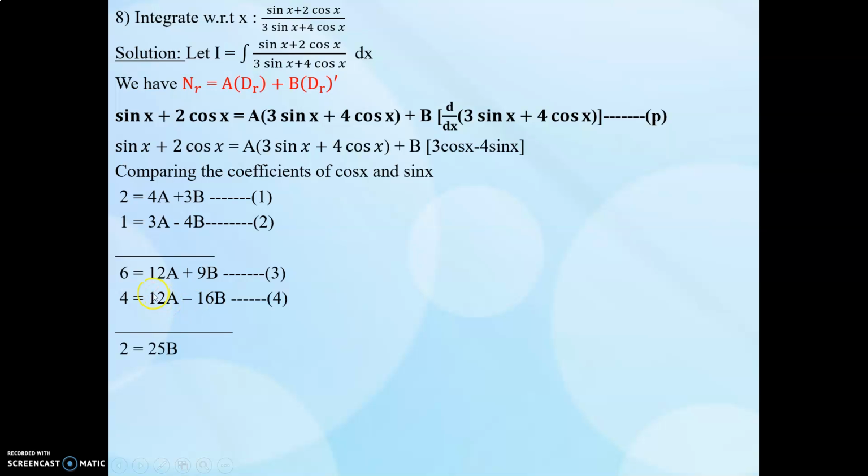Then subtracting these two equations, we will get 2 equal to 25B. Therefore B is equal to 2 upon 25. From equation number 2, 1 is equal to 3A − 8 upon 25. Then 3A is equal to 33 upon 25, therefore A is equal to 11 upon 25. So the value of A is 11 upon 25 and B is equal to 2 upon 25. Those values you will substitute in equation number 1.